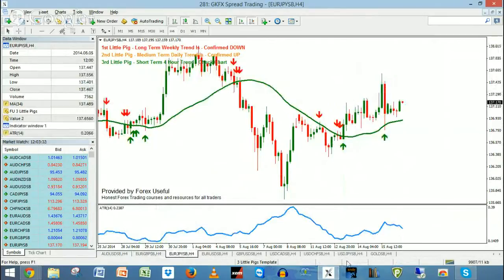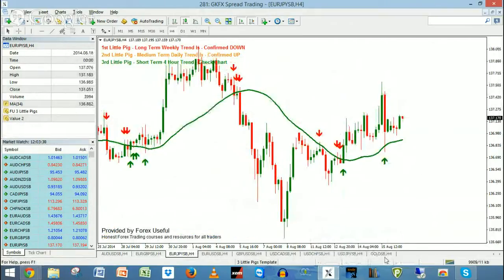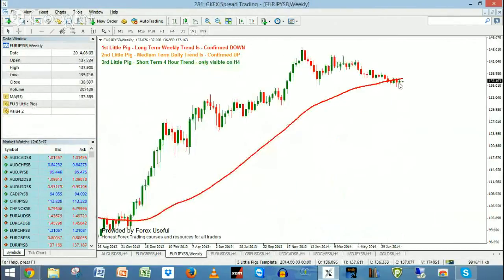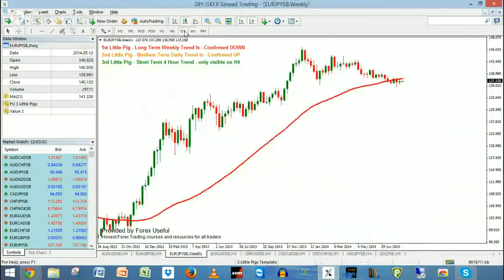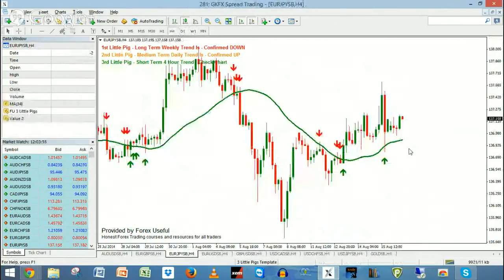Euro JPY, I've got my average true range shown there, down and up again here, so we're just waiting confirmation either way. So the weekly's quite tight here and the daily as well. We're just waiting for these to come into sync, and then we'll just take the appropriate signal when we get it on the 4-hour chart.